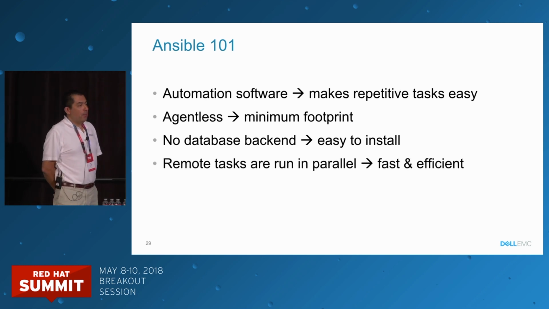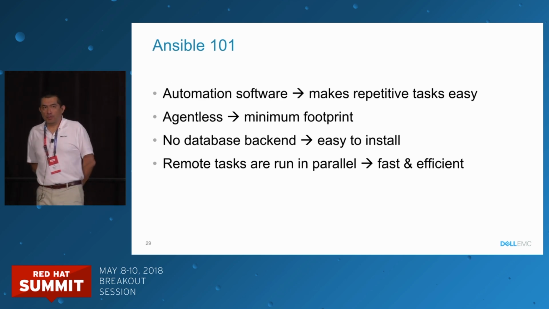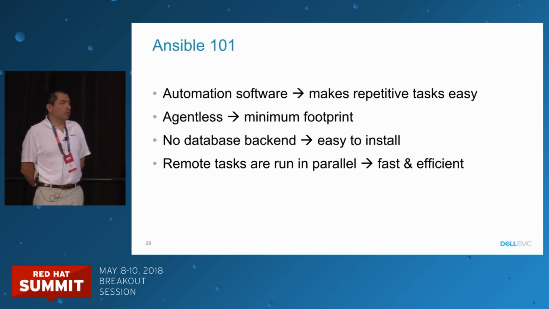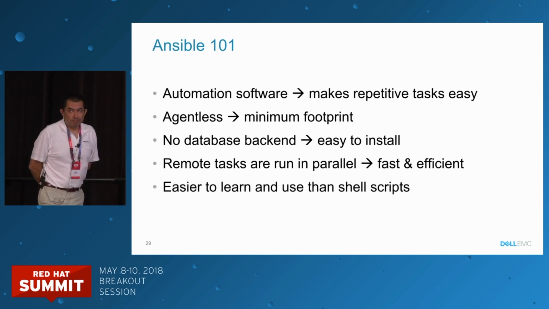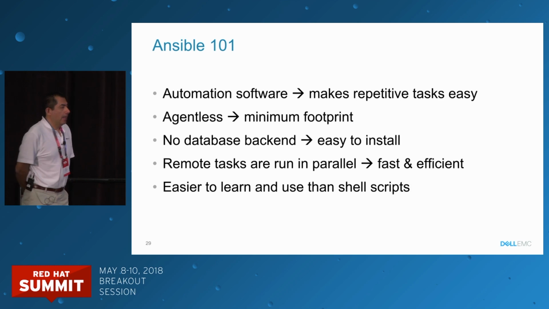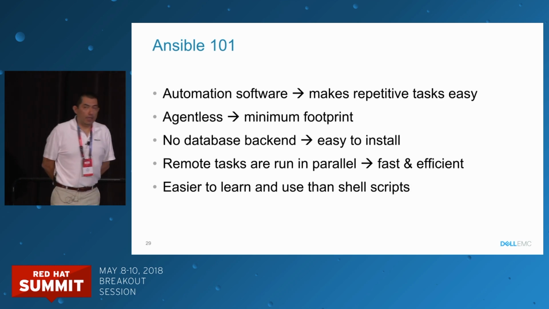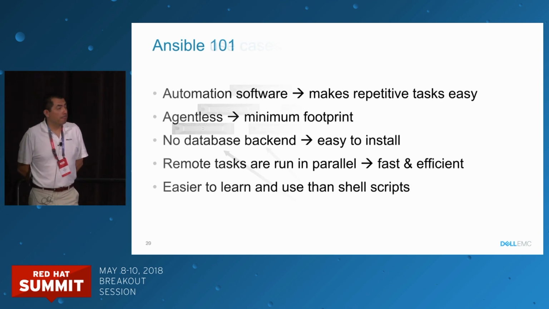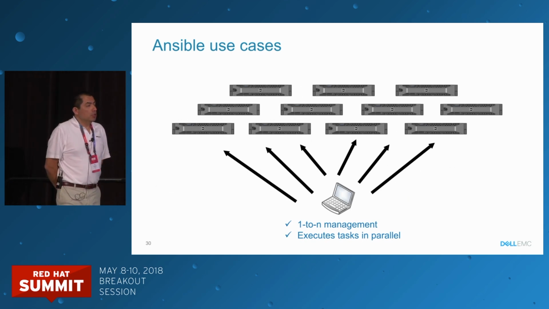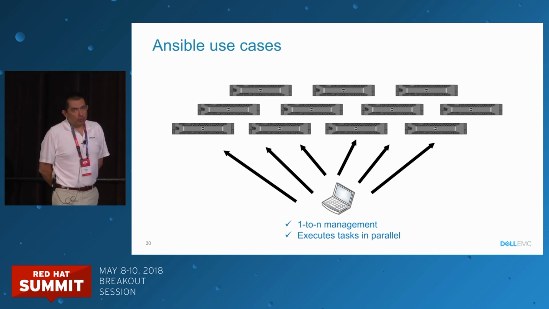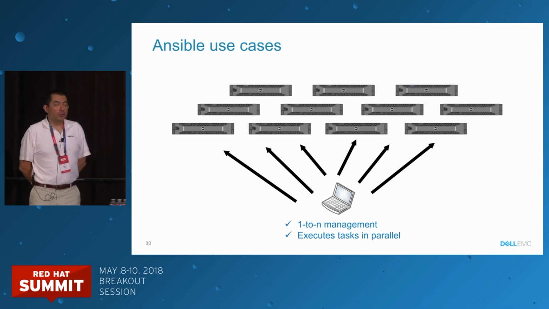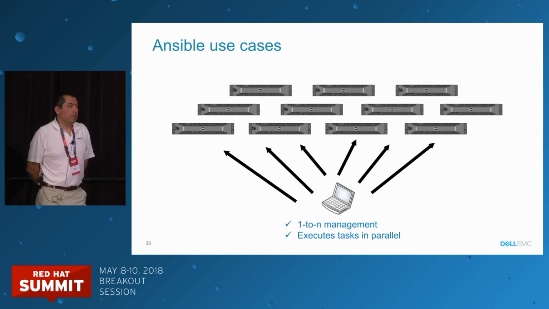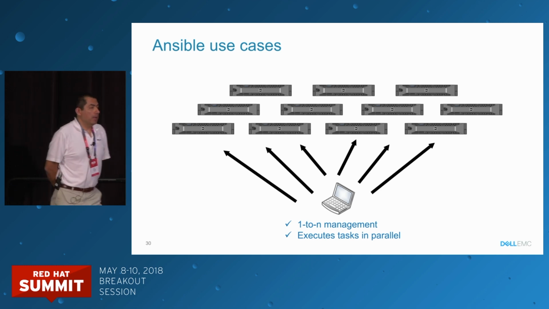Remote tasks are run in parallel, and you can specify how many threads you create when you're running tasks in parallel, and because of that, it's very fast and very efficient. It's easy to learn, which is something that I really like. And in my opinion, it's easier to learn than shell scripts. So this is just an overview of how it works. You have one Ansible controller providing one-to-end management. Let's say you have many servers, and you can manage all of them from one central location.